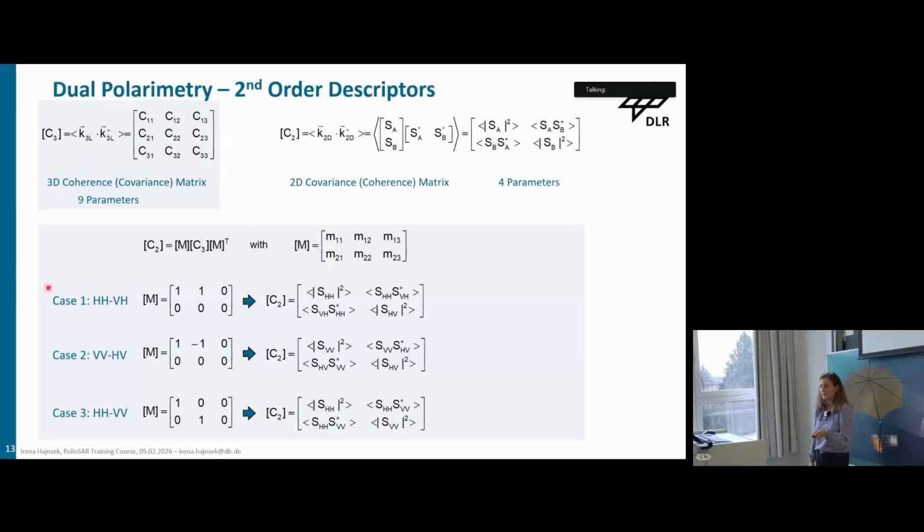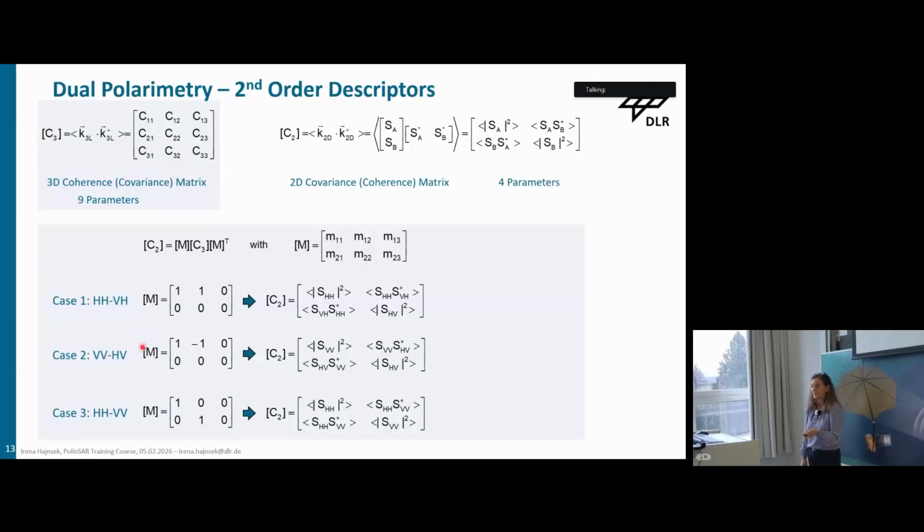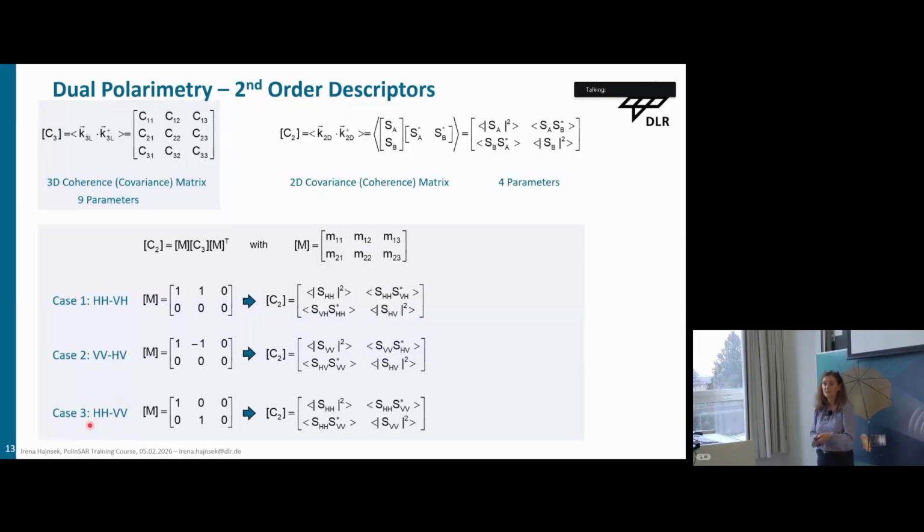You can have cases where you transmit H and you receive H and V. So then you would have these two channels, your HH and HV. Or you can have a different case where you would in principle receive the polarimetric channels VV and HV. Or you can even do HH and VV. So let us have a look at how it looks. What kind of information content do we get if we reduce our scattering matrix to a smaller one and have these different combinations?